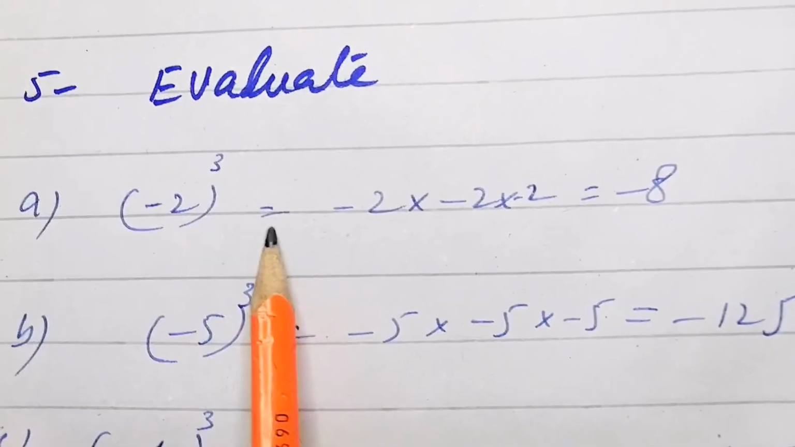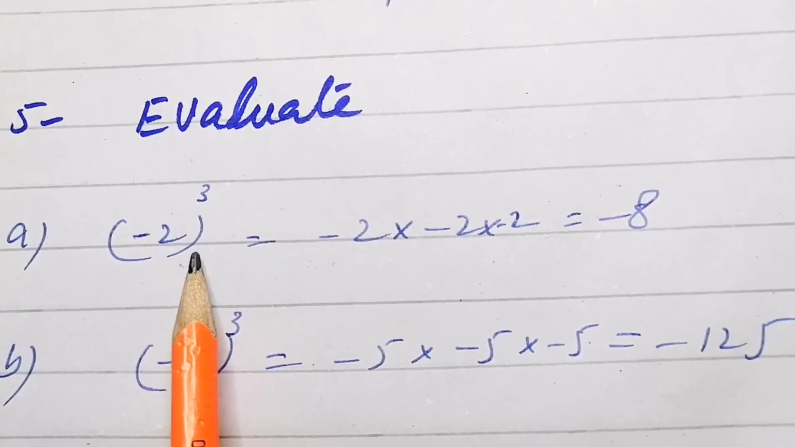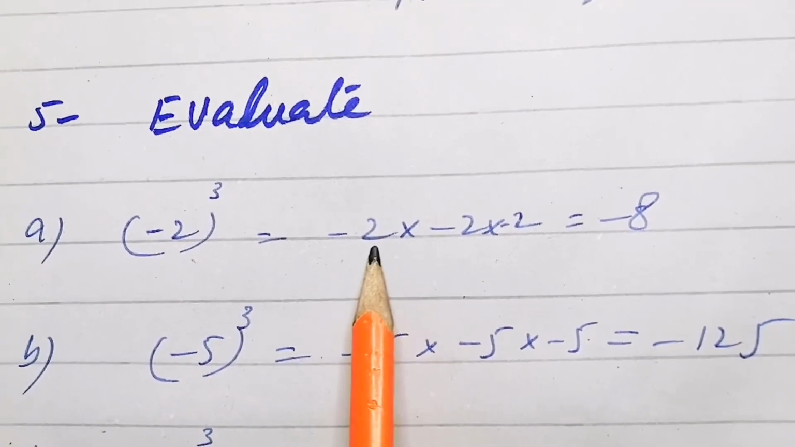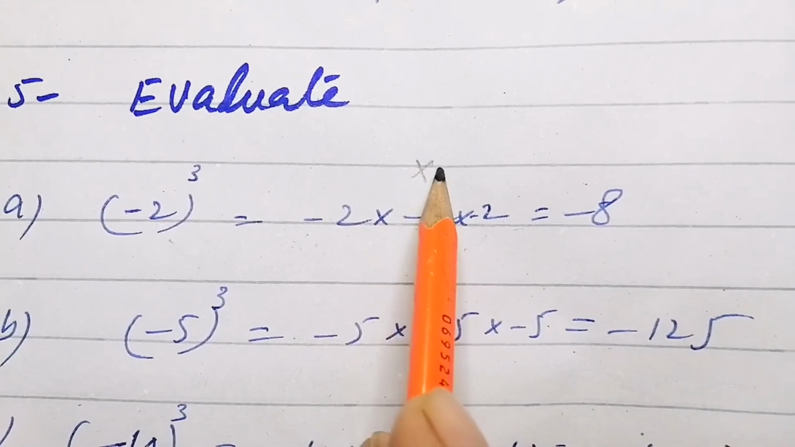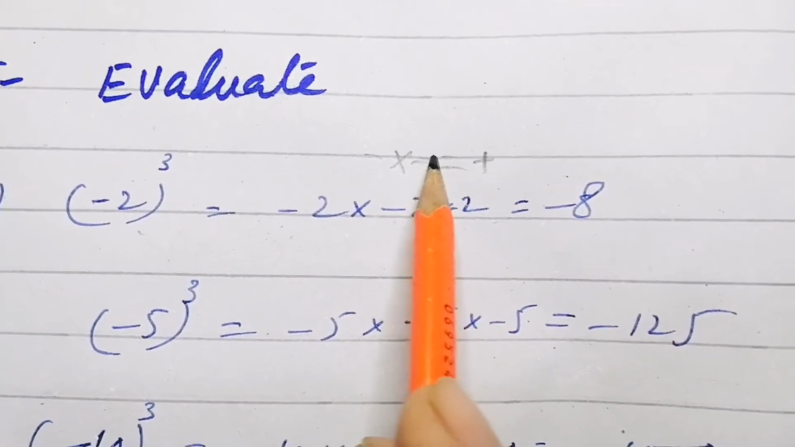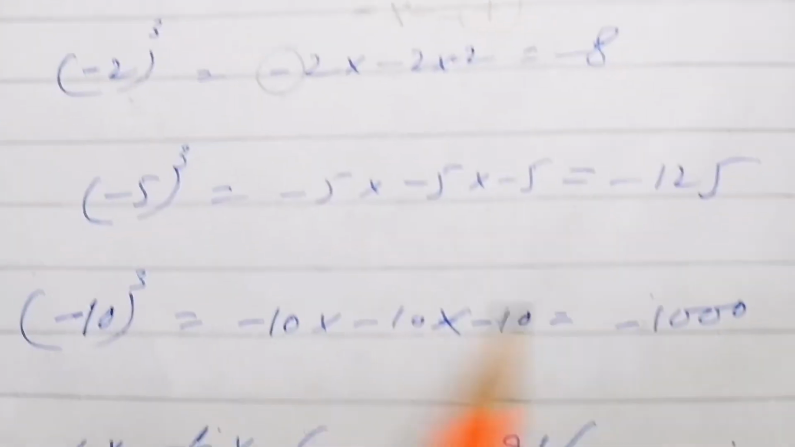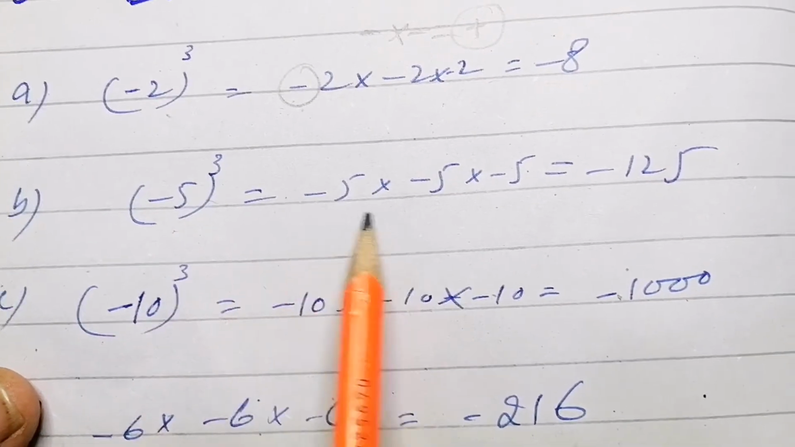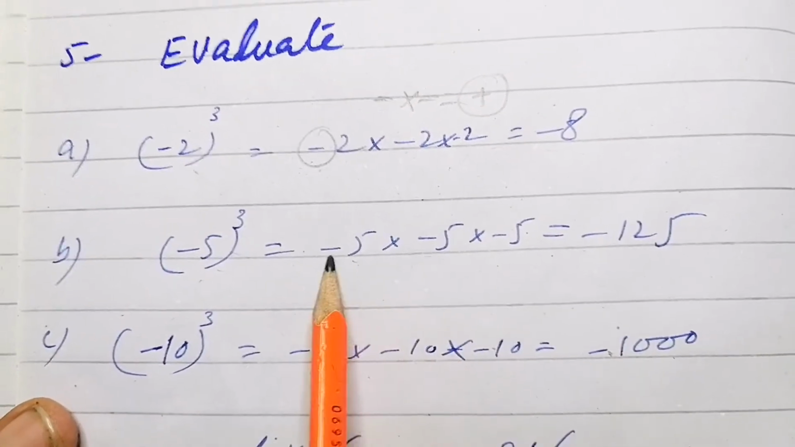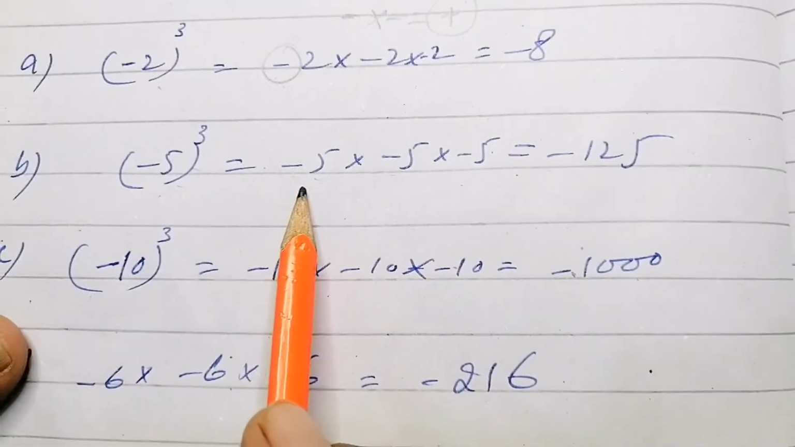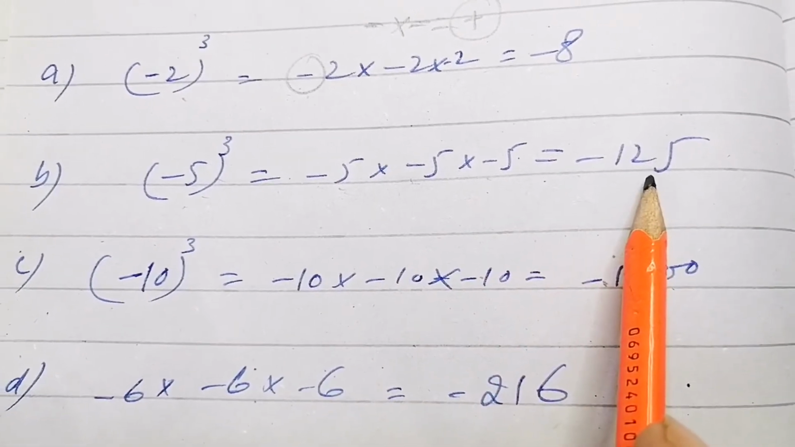Then question number 5 is there: minus 2 raised to power 3 is equal to, write 2 three times, so minus multiply minus multiply minus is, minus multiply minus is equal to plus, right? Then plus multiply minus is minus, so minus 8 will be there. Similarly minus 5 raised to power 3, we write 5 three times and then multiply them, and the signs also: minus multiply minus plus, and plus multiply minus is equal to minus 125.